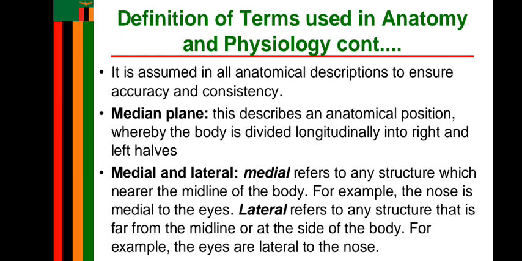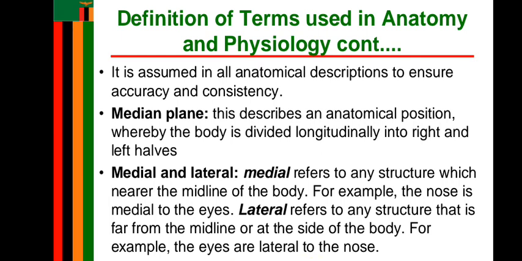Okay, then we also have what we call the medial and the lateral. When we say medial, we refer to any structure that is near to the midline of the body. I'll give an example. The nose is medial to the eye. Those structures that are near to the midline are what we term medial. Then lateral, we refer to structures that are far from the midline or at the sides of the body. For example, the eyes are lateral to the nose.